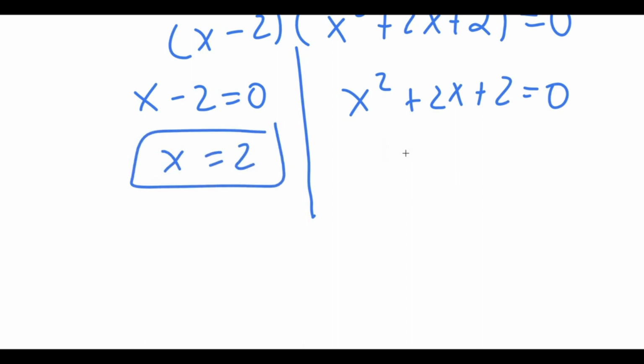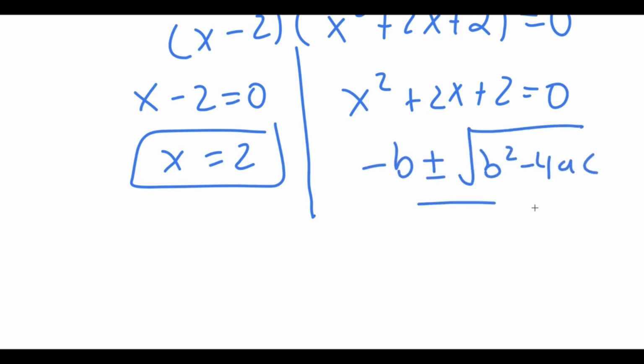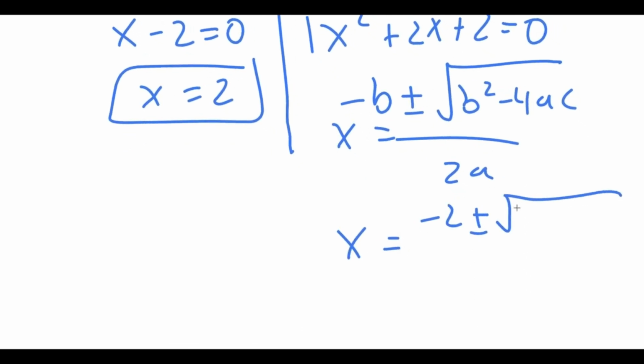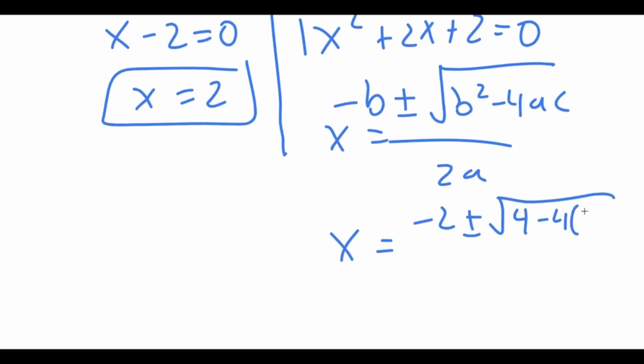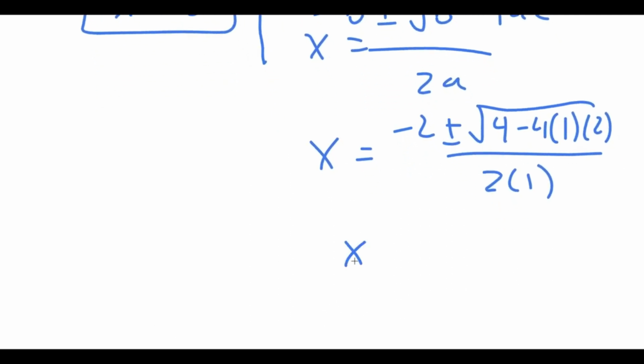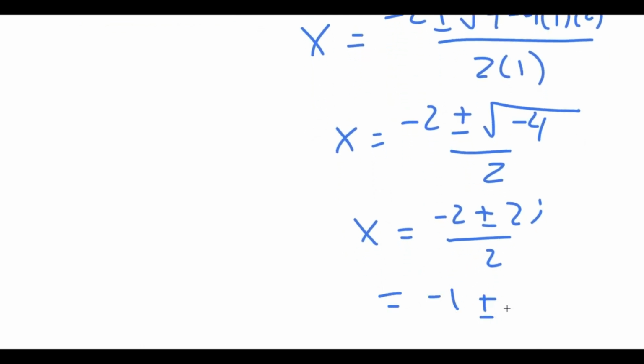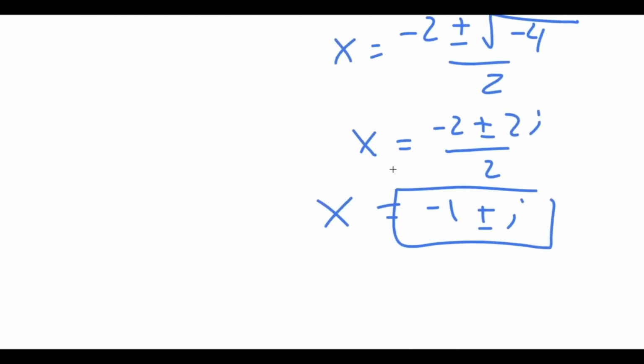And for x squared plus 2x plus 2 equals 0, I can use the quadratic formula. So I get x is equal to negative 2 plus or minus the square root of 2 squared, which is 4, minus 4 times a, which is 1, times c, which is 2, all over 2a. This is equal to negative 2 plus or minus the square root of negative 4 over 2, which is equal to negative 2 plus or minus 2i over 2, which is equal to negative 1 plus or minus i. So these are my three solutions to this problem.